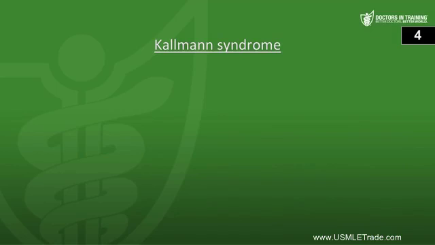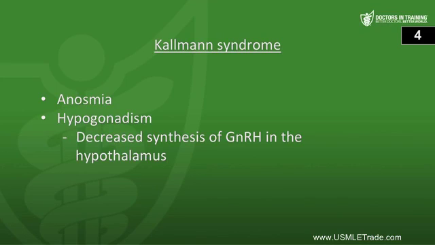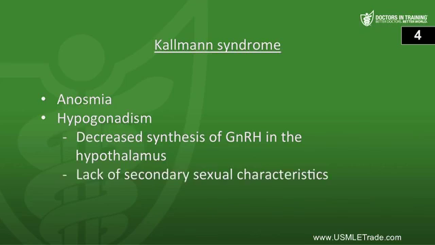Next, an 18-year-old man is brought to your office for delayed onset of puberty. Physical exam confirms a small penis and testicles for his age, as well as lack of facial, pubic, and underarm hair. The patient also reveals that he's never been able to smell. So what's the likely diagnosis? Well, this patient has Kallmann syndrome. This is a combination of anosmia, the lack of the sense of smell, and hypogonadism. The hypogonadism is due to decreased synthesis of GnRH in the hypothalamus. So with no GnRH, you're not going to get any release of FSH and LH from the anterior pituitary. Therefore, you get a lack of secondary sexual characteristics.